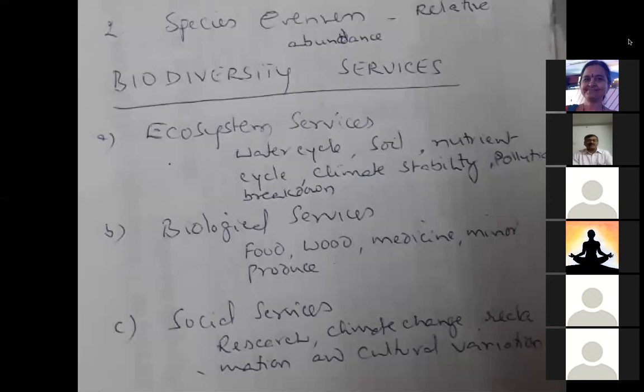The second is biological services. These are directly helping mankind. Your food is coming from there, your medicine is coming from there, wood is coming from there, and forest minor produce, innumerable items produced by plants, are being utilized by human beings for their survival. And in a way, it is the life source for the human generation to thrive upon.